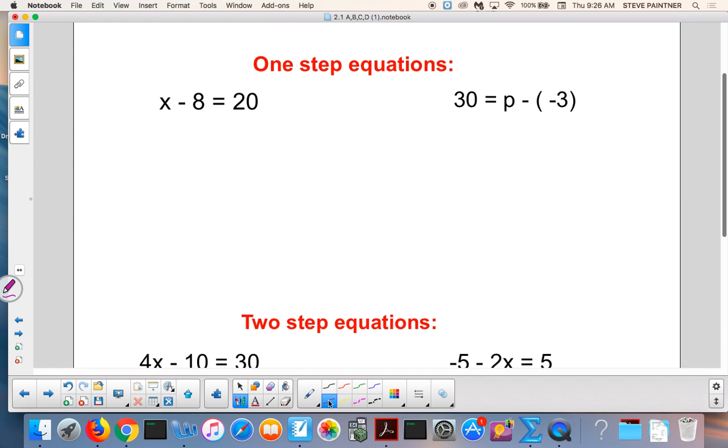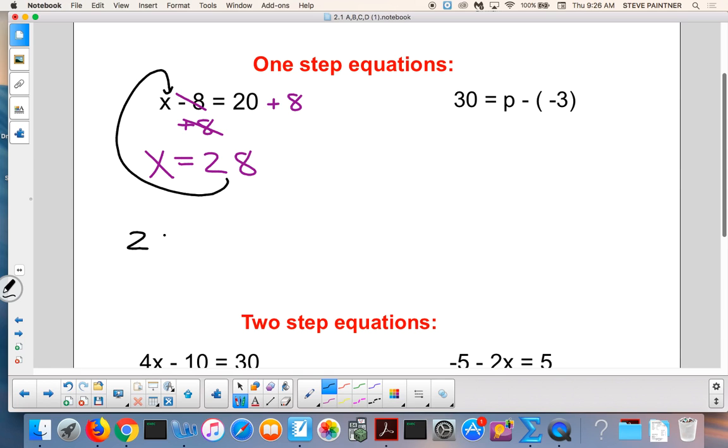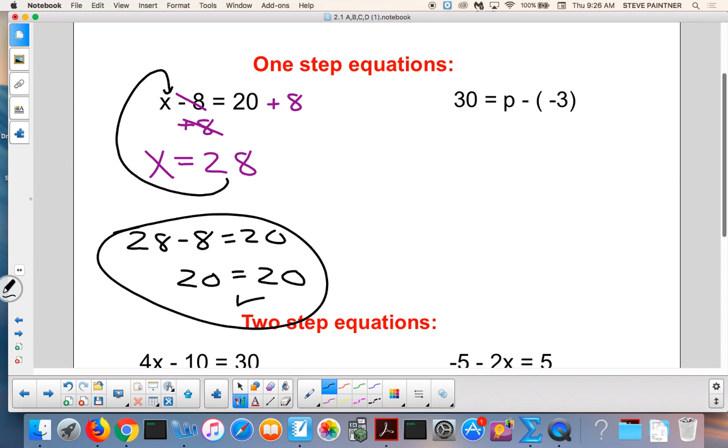You need to get the x all by itself. What's in your way is subtract 8. How do I get rid of minus 8? Add 8. Okay, so add 8. So you better come over here and add 8. Okay, 8 take away 8 is gone. The answer is x equals what? 28. Okay, if you want to know if you're right, you check it. You put it right here. So it would say 28 take away 8, is it 20? Oh, 28 take away 8? 20. Check. It's right. This is called the check. I checked my work. Any questions?